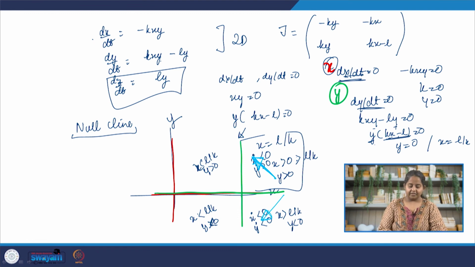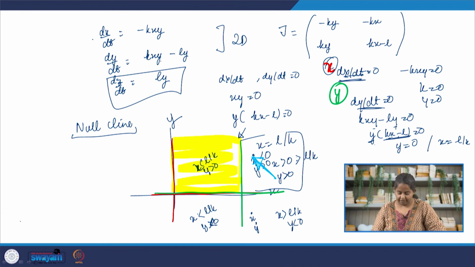Now let's look at this area, and I'm going to highlight it. Okay, so let's go back to the previous quadrant. x is greater than L by k, y is less than 0. So dx by dt is equal to minus kxy. x is positive, y is negative, so dx by dt is going to be positive. Now in this case, y is negative, this is going to be positive, dy by dt is going to be this. So x is going to increase, y is going to decrease. So we're moving in this direction, the opposite direction. So we're moving like this. But here's the thing, since y is never going to be negative, we don't even have to worry.